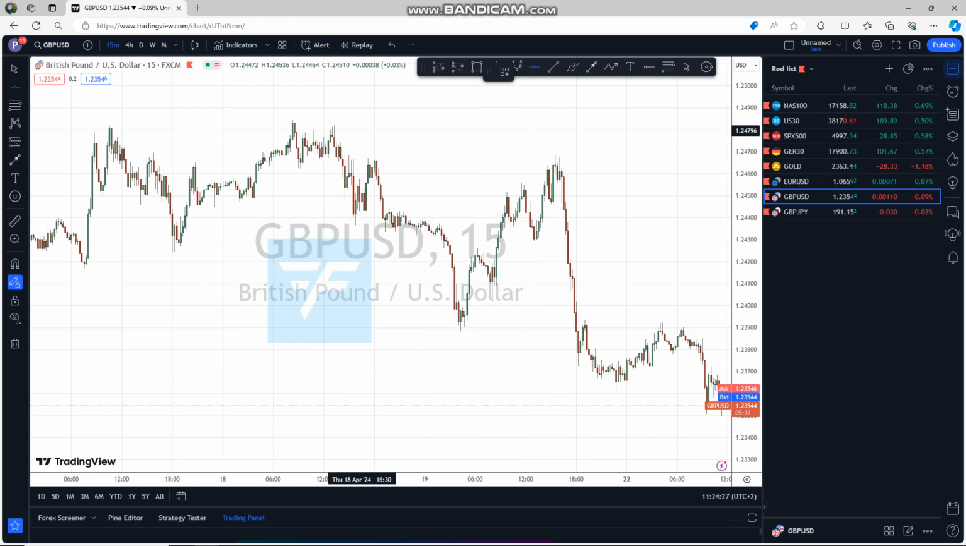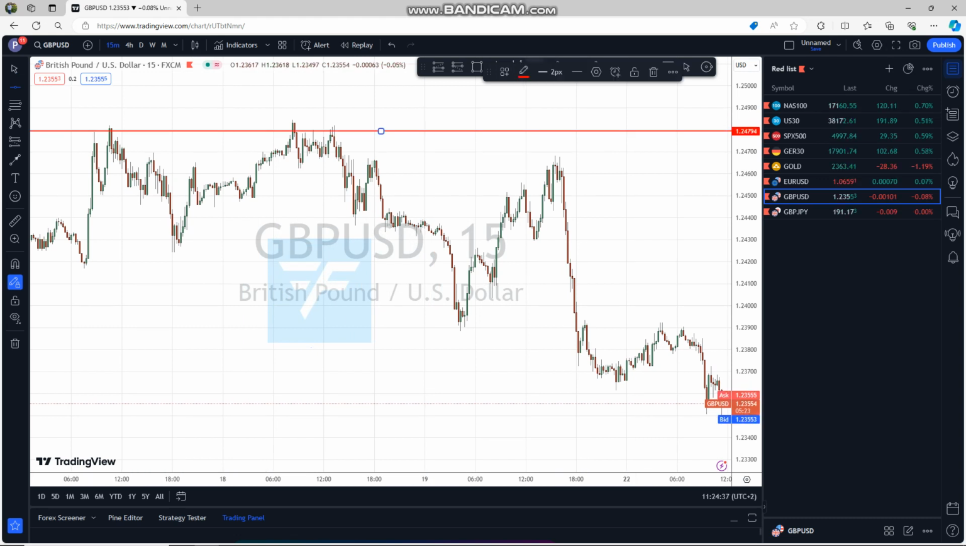So first thing, if you look here, there is a resistance here. You can see that the graph touched here, then it touched here, then here, and also touched here. You see, that is your resistance level.